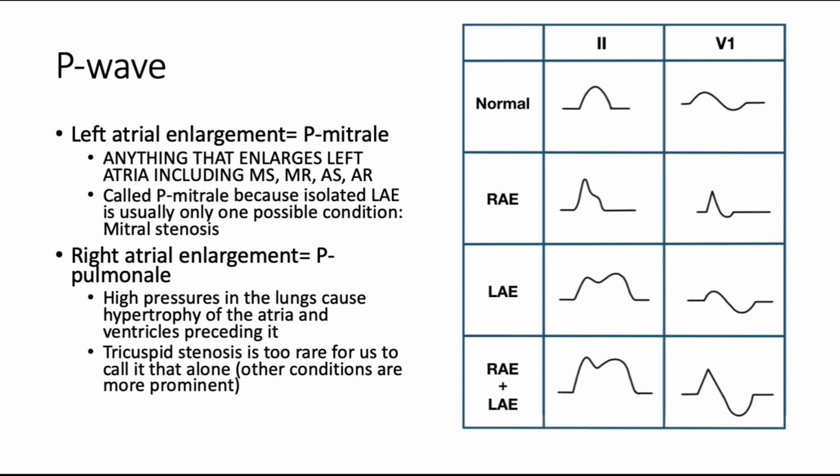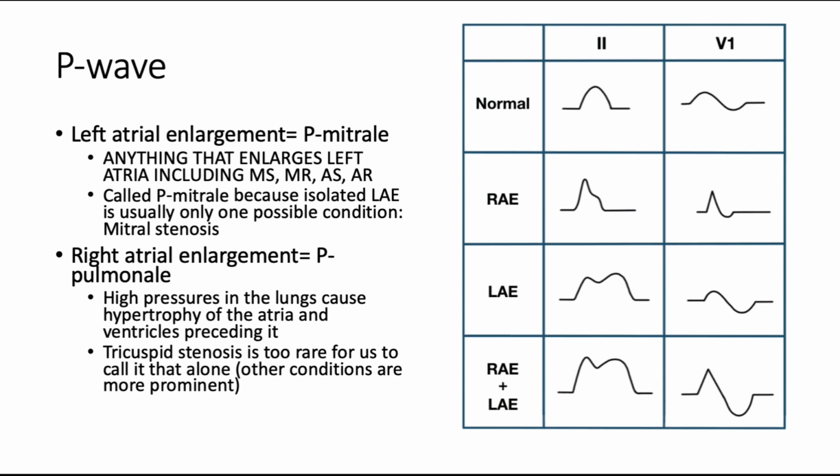So for left atrial enlargement, you're looking for this wide bump, and that's called P mitrale. There are a lot of things that can cause left atrial enlargement, but it's only really isolated left atria if it's mitral stenosis. Otherwise, you can have anything in the ventricles that's trickling backwards, any of those valvular abnormalities that can also cause that atrial enlargement.